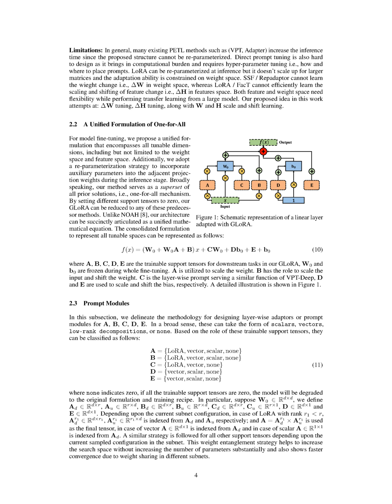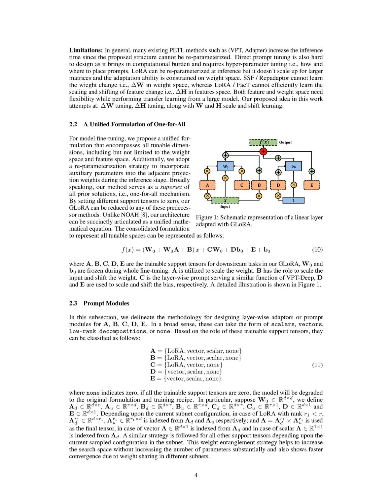A could be a low-rank decomposition, LoRA, a vector, a scalar, or none. B could be a low-rank decomposition, a vector, a scalar, or none. C could be a low-rank decomposition, a vector, or none. D could be a vector, a scalar, or none. E could be a vector, a scalar, or none. None here implies that if all adaptable tensors are 0, the model simplifies back to its original form.